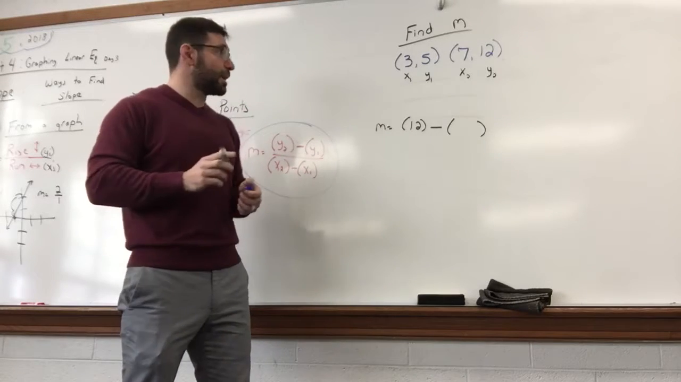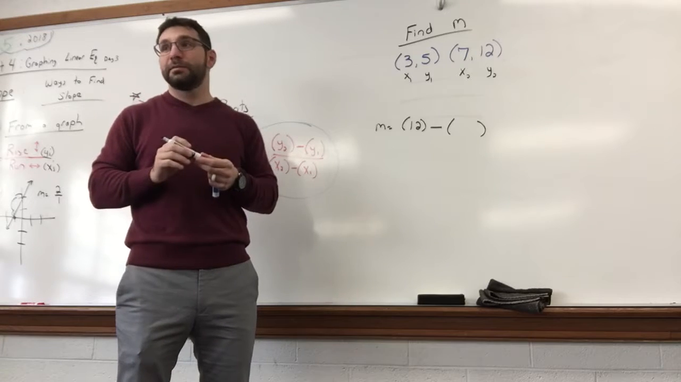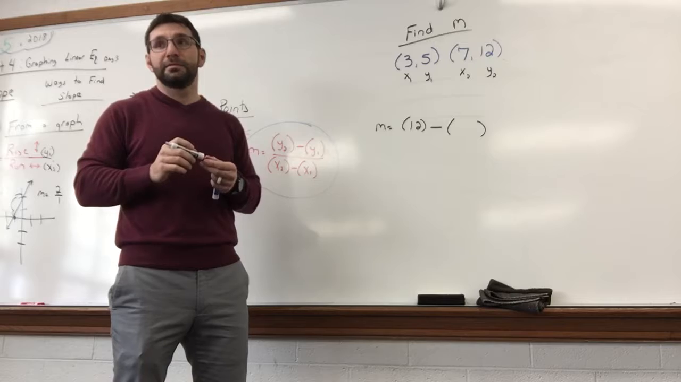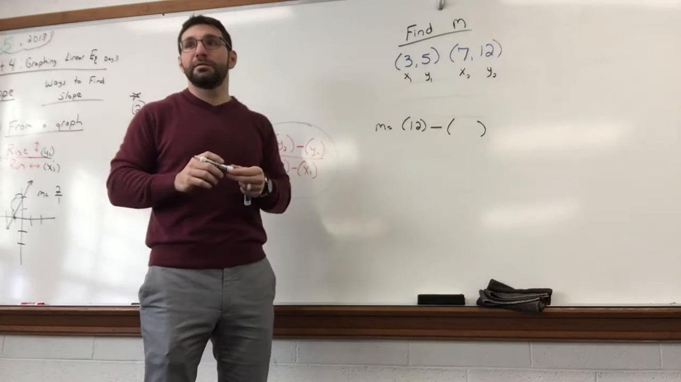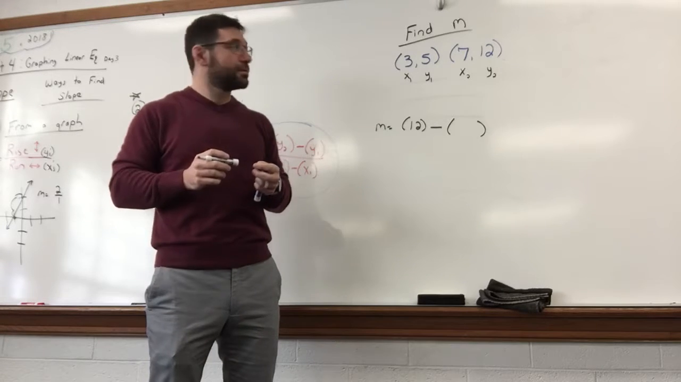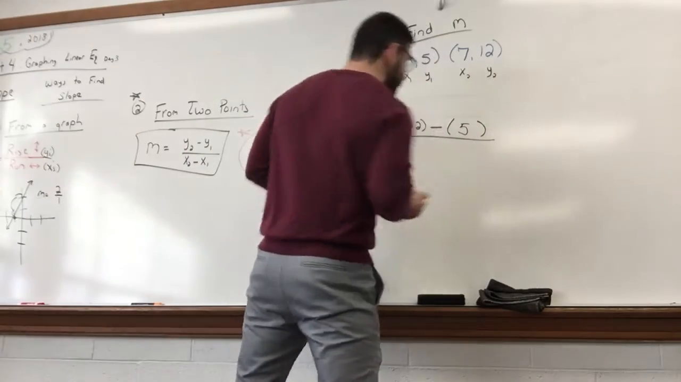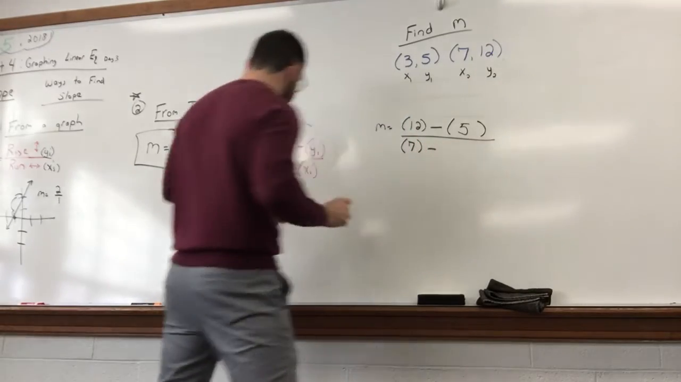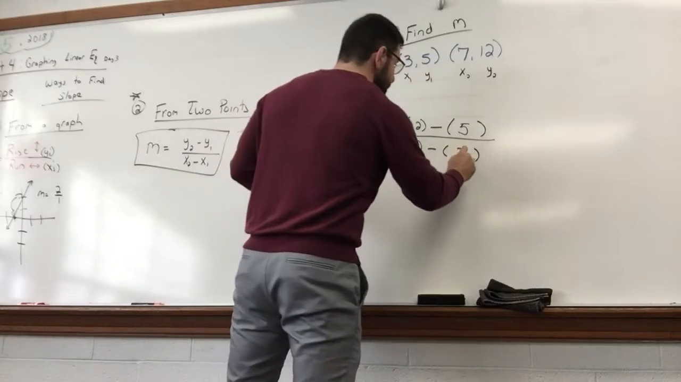What is the y1, Abby? What is my y1? So if y2 was 12, what's y1? Which number? 5. Okay. Divided by x2 minus x1, which is 3.